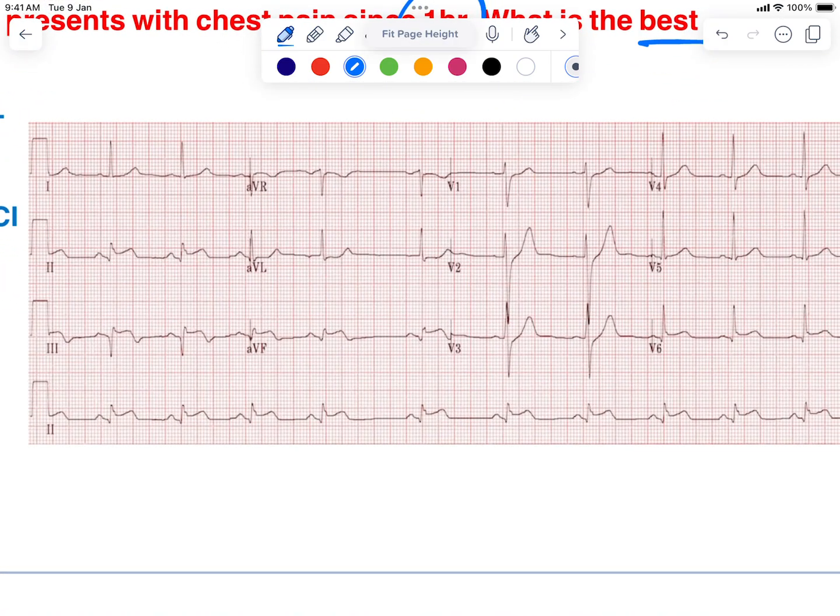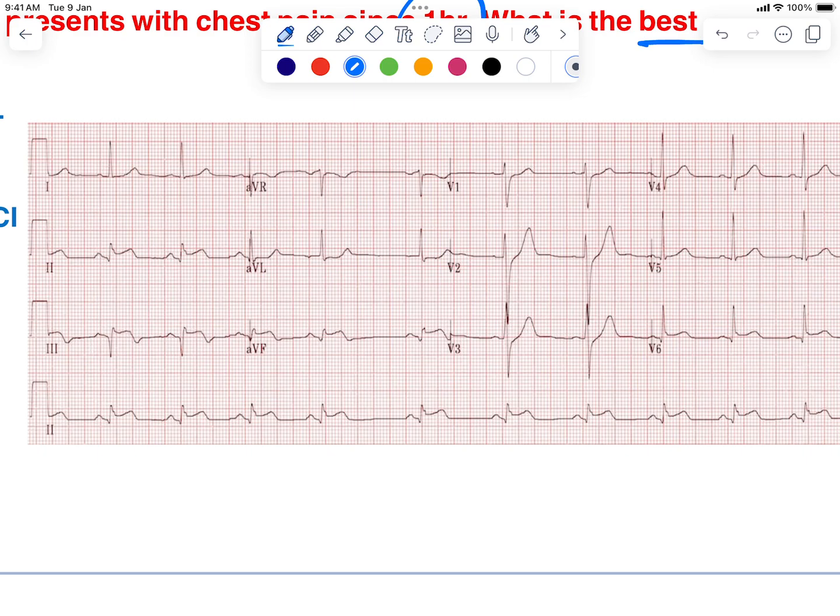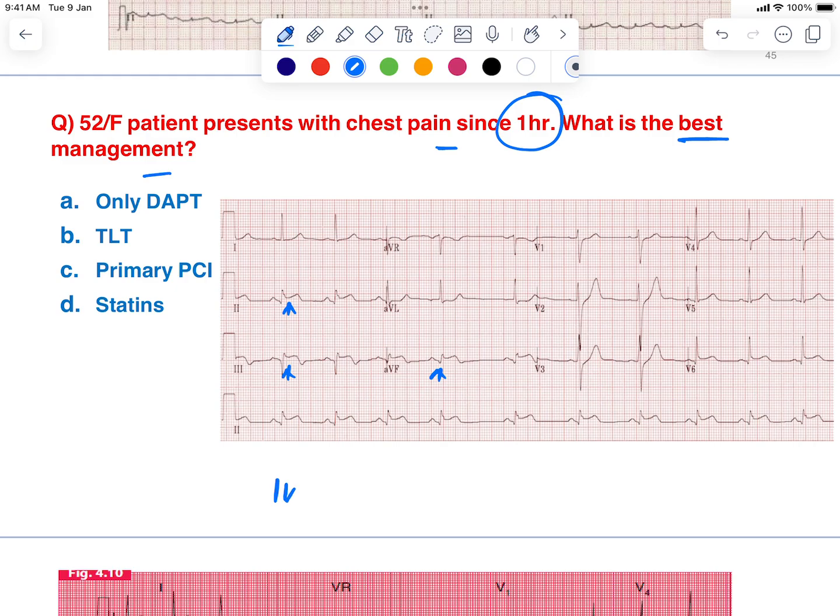First of all, let us try to crack the diagnosis. So this patient is having ST segment elevation in 2, 3 and AVF, right? The presence of ST segment elevation in 2, 3, AVF is very much suggestive of inferior wall MI. So what is the best management? Only DAPT, thrombolytic therapy, primary PCI, statins. So this particular patient also presented within the golden period of treatment of MI. So this patient also should be offered primary PCI as the first important or best method of revascularization.